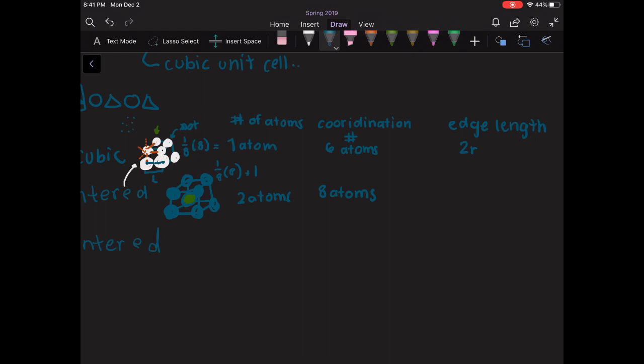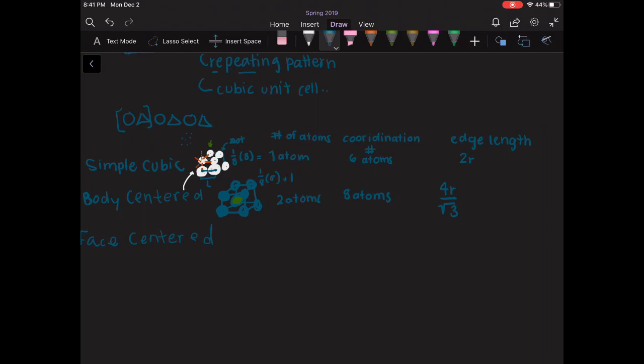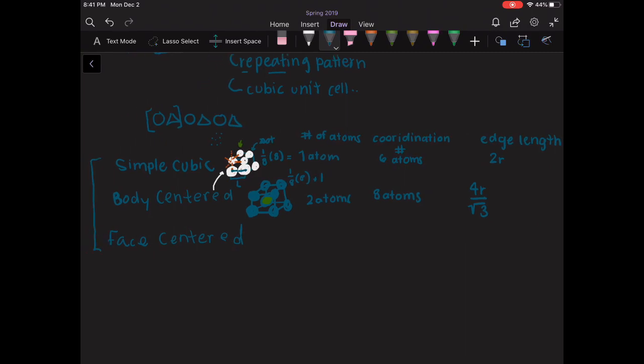I'm not going into geometry, I'm just going to tell you what it is. So 4r over the cube root 3. And I'll go into why you need to know these. So moving on to the next one, you have face-centered.